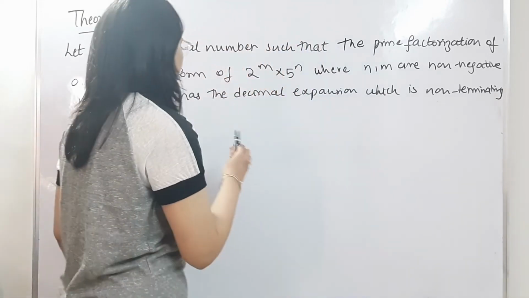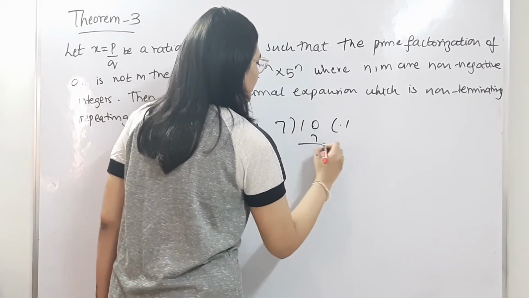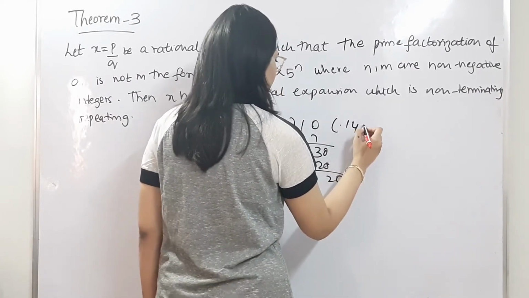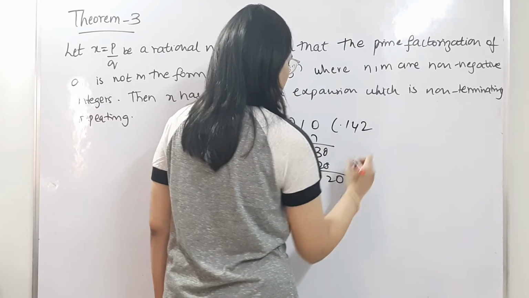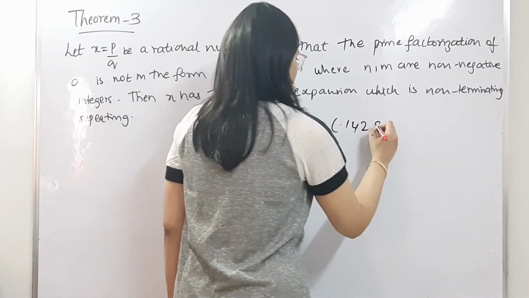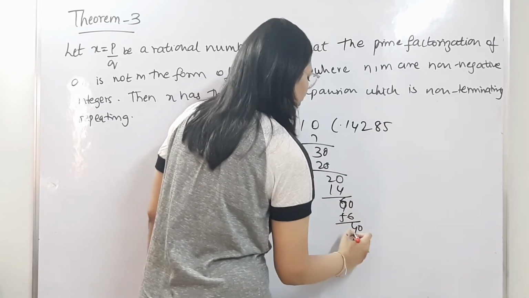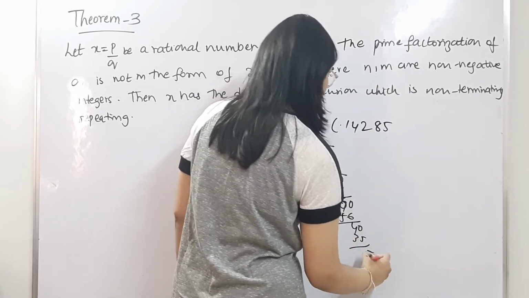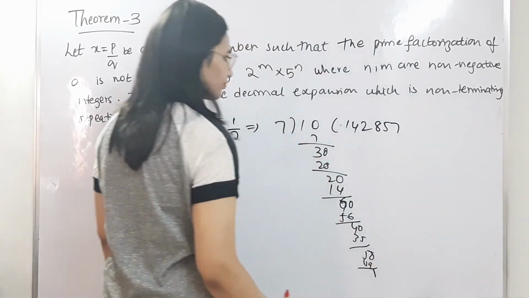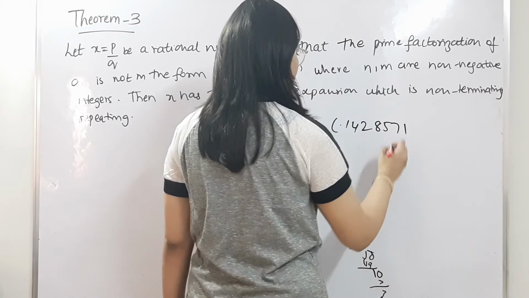Here recurring means repeating, that is, there is a sequence of digits that occurs. For example, 1 by 7. 7 ones are 7, 3, 30, 7 fours are 28, again 2, 20, 7 twos are 14. Again we get 6, 0. 7 eights are 56. Again we get 4, 0. 7 fives are 35. Again we get 5, 0. 7 sevens are 49. Again we get 1, 0. 7 ones are 7. Again we get 3, again 0, so 4.